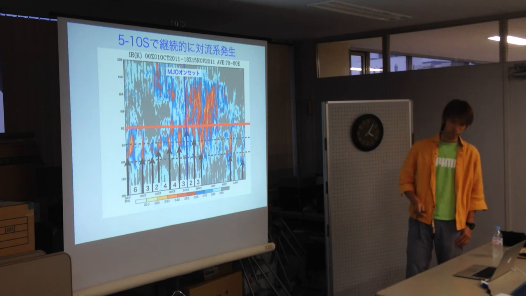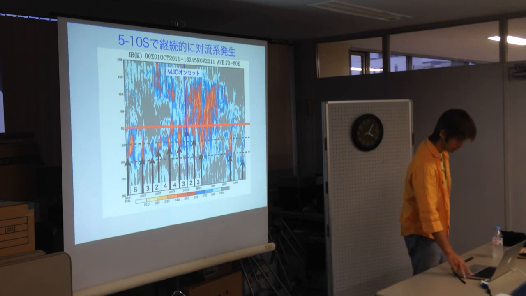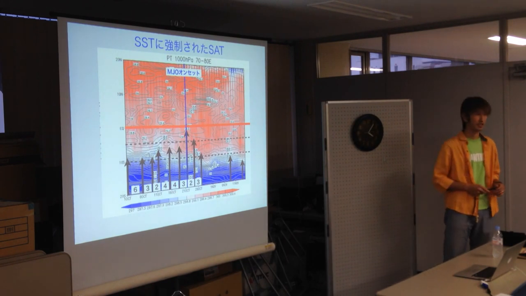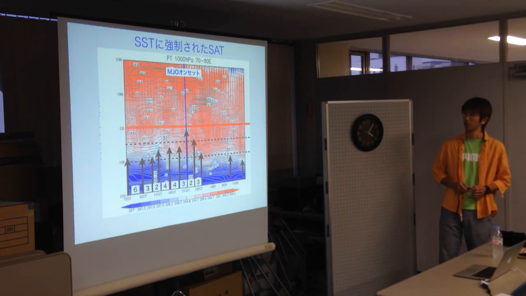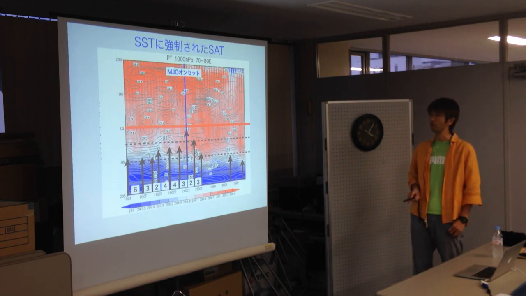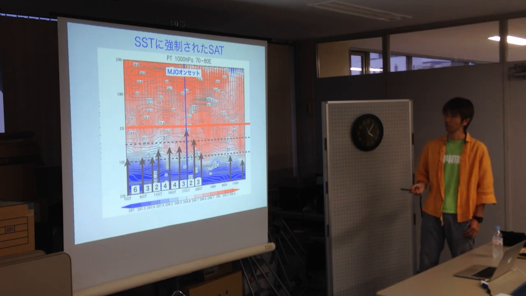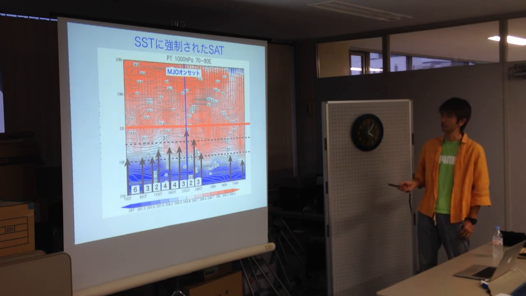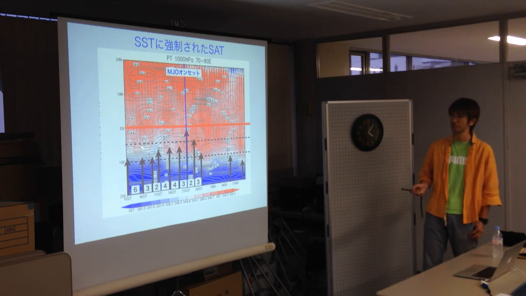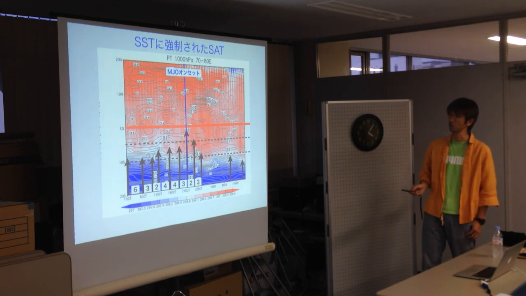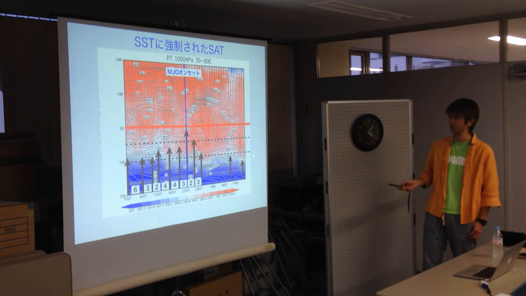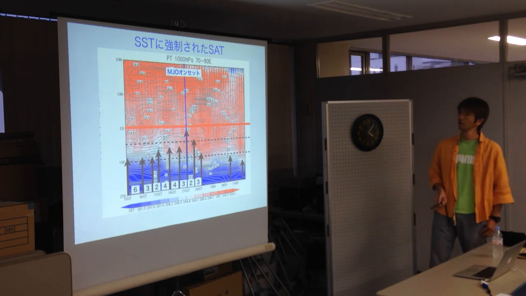And so, to focus on the SST front and the SAT front, to make the same figure like this. So in this way, the meridional gradient of the SST and SAT, both of the fronts, is maintained over 5 to 10 degrees south, and it slightly moves south until the late November.